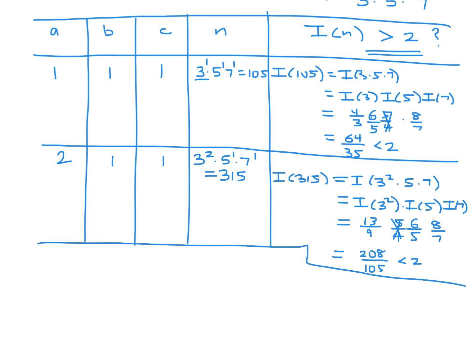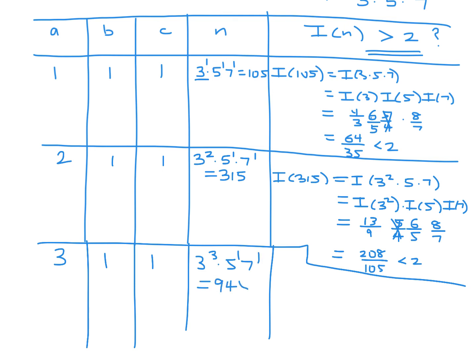All right, let's keep going. Hopefully we'll get it sooner rather than later. Let's try 3. This would be 3 to the power of 3, 5 to the power of 1, 7 to the power of 1, which is 945. Therefore this would be I of 945, which is I of 3 cubed times I of 5 times I of 7. So this is going to be 40 over 27, which I believe we had done earlier in the question. This is 6 over 5, and this is 8 over 7, and this is equal to 128 over 63.